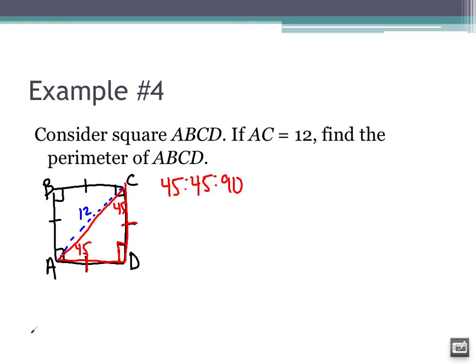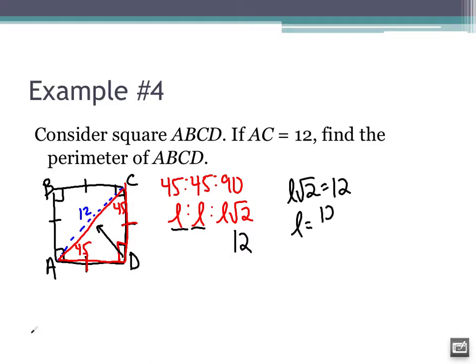Okay, remember under that we write L, L, L root 2. Now we know the side across from the 90 is 12. So under the 90, I'm just going to write 12. Plain old 12, not 12 over 2, just 12. I need to know my L's. So right now I have L root 2 is equal to 12. Divide by root 2, I get L is equal to 12 divided by root 2.